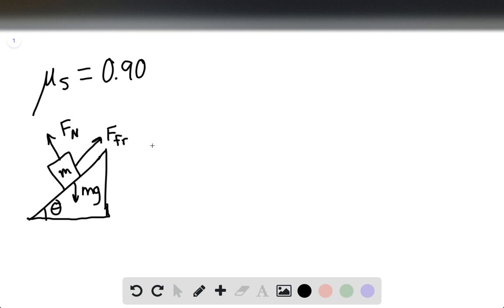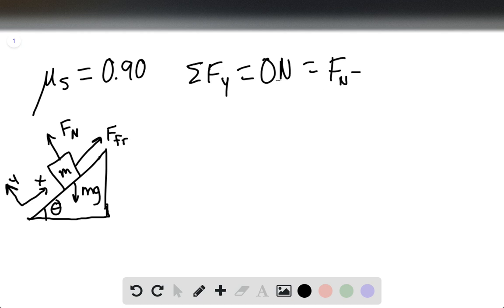So we can say that the sum of forces in the y direction equals 0 newtons, because again, we're not going up or down. We can choose new Cartesian axes. So these are new Cartesian axes. And this was going to equal 0 newtons. And this will equal force normal minus the y component of gravity. So that'll be mg cosine of theta. So force normal equals mg cosine of theta.